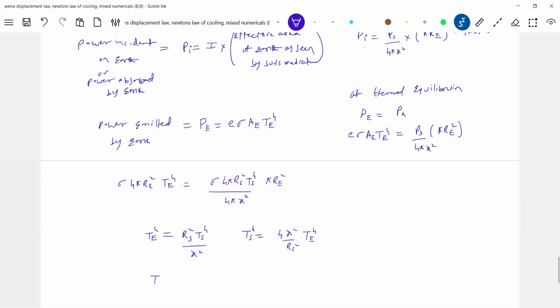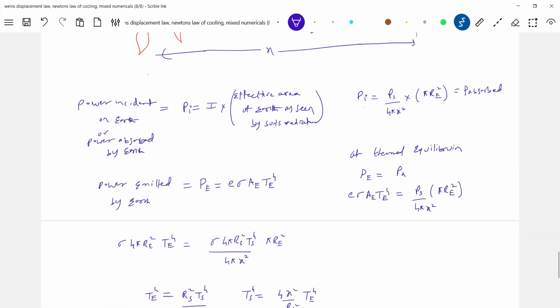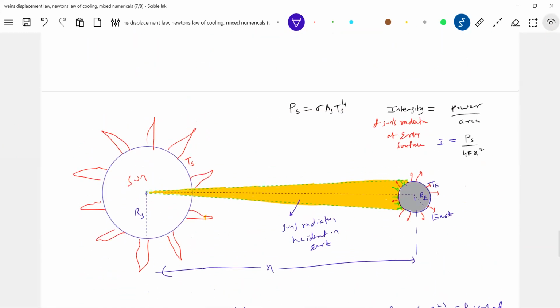So the final equation will be Ts is equal to Te root of 2x by Rs. What is x? The distance between the sun and the earth, and we know the radius of the sun. From that, I'll get the surface temperature of the sun. It's a very simple formula. The only biggest difficulty is this particular step.